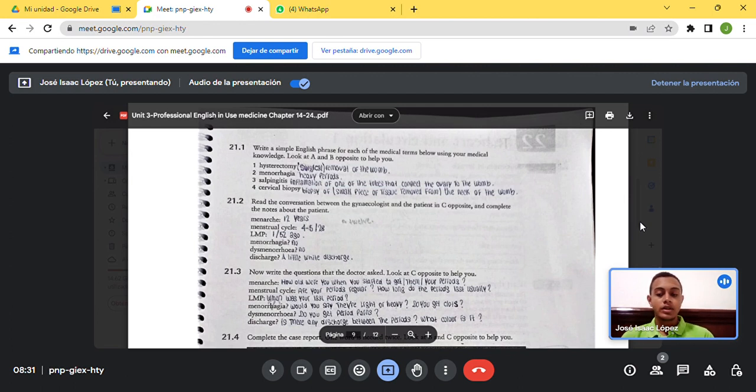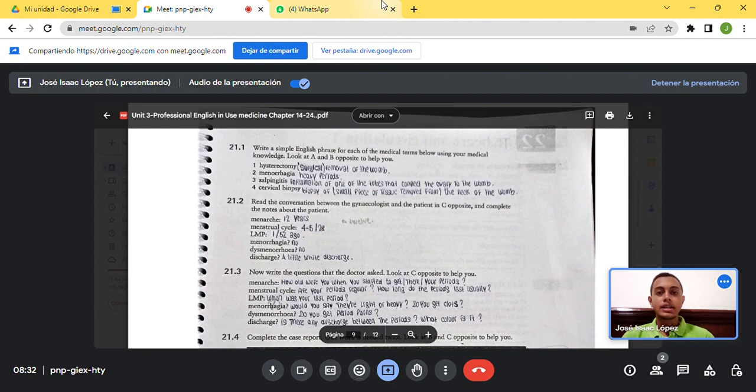And today I'm gonna show you this exercise related with the Gynaecology chapter 21 from the Professional English in Use Medicine book. Okay, let's begin with exercise 21.1. It says, write a simple English phrase for each of the medical terms below using your medical knowledge. Look at B and A opposite to help you.